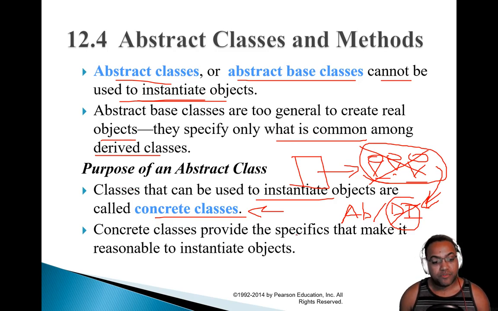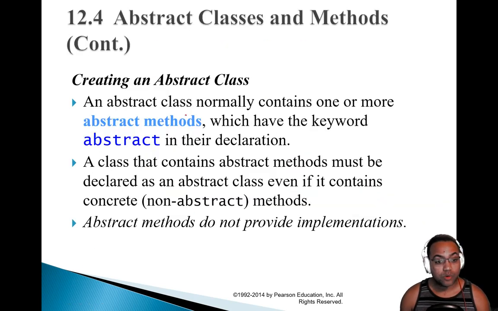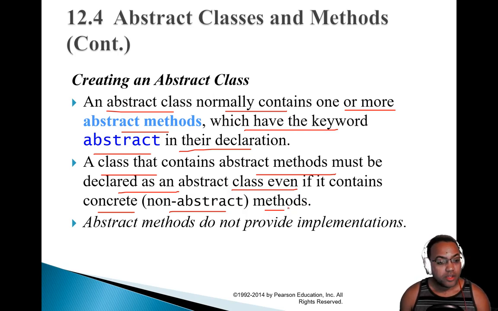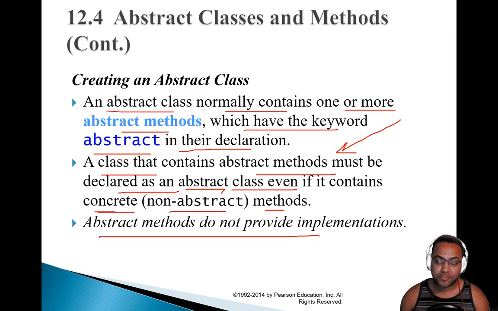Concrete classes provide the specifics that make it reasonable to instantiate objects. An abstract class normally contains one or more abstract methods, which have the word abstract in their declaration. A class that contains abstract methods must be declared as an abstract class, even if it contains both abstract methods and concrete methods. Abstract methods do not provide implementations.